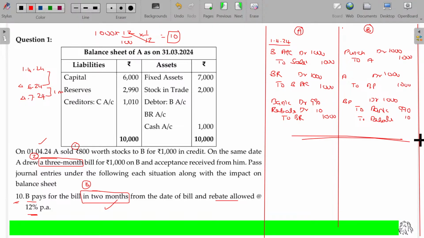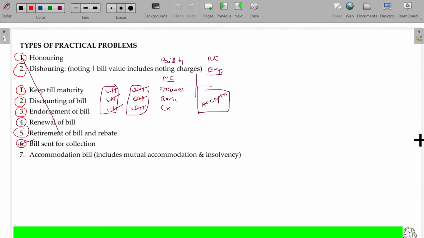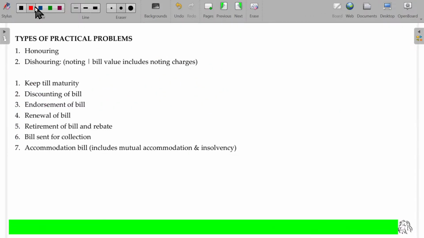I have covered all the aspects. See, as I already told you, what are the things possible here? Keep till maturity and honoring, discounting the bill and honoring, endorsement of the bill and honoring, and dishonoring. Okay, both the varieties we have studied.